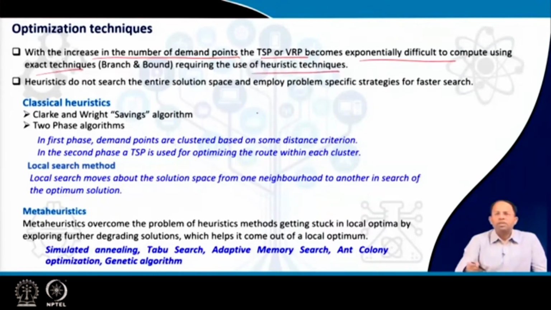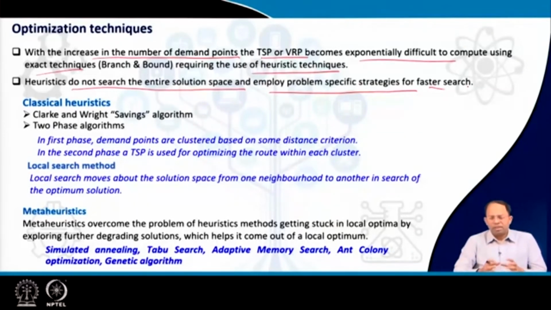There we require some heuristics, certain rules or procedures, so that we can come to a solution at a much faster pace. Heuristics do not search the entire solution space, but employ problem-specific strategies for faster search. So heuristics are procedures to simplify the search process. Instead of looking into everything, we base it on certain criteria, strategies and system properties. We have to determine strategies to reduce this search space, so we can take decisions on that.